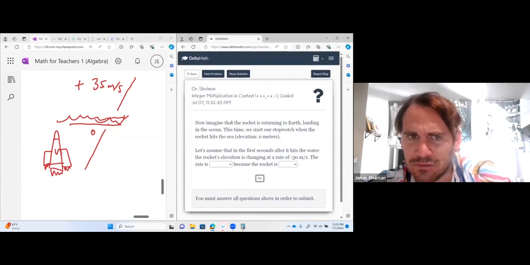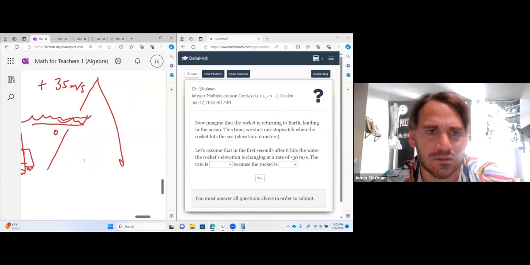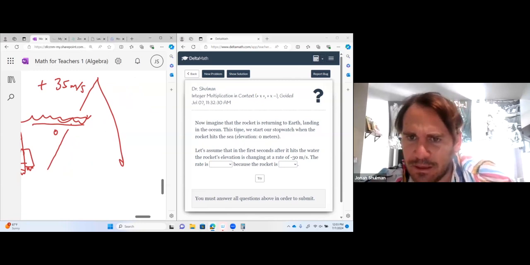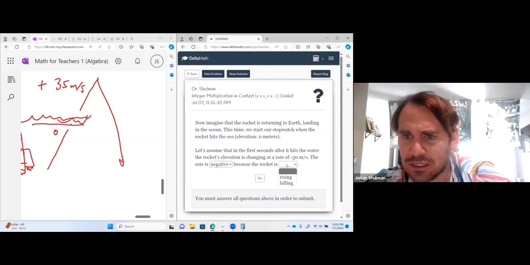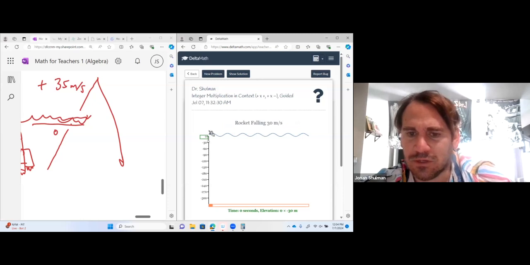Now imagine that the rocket is returning to Earth. So I knew we'd have to go down eventually, landing in the ocean. This time we start a stopwatch when it hits the sea. Let's assume the first second after it hits the water, the change is -30. The rate is negative because the rocket is falling. So now we're going back down. It hit the sea. We're going down, down, down, down. Cool.